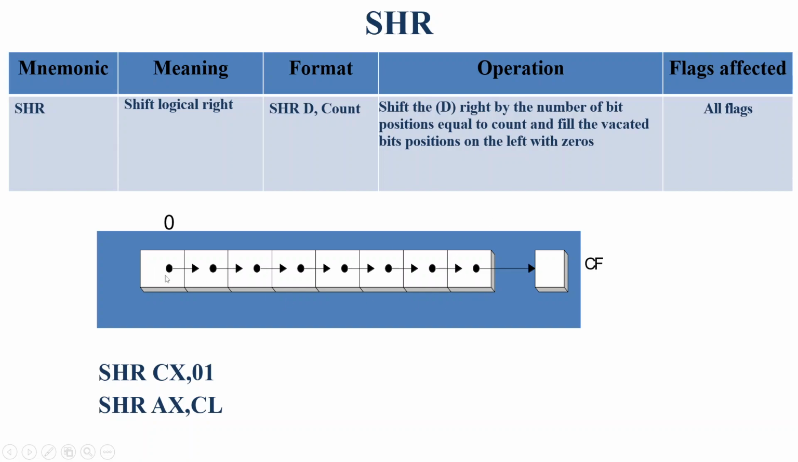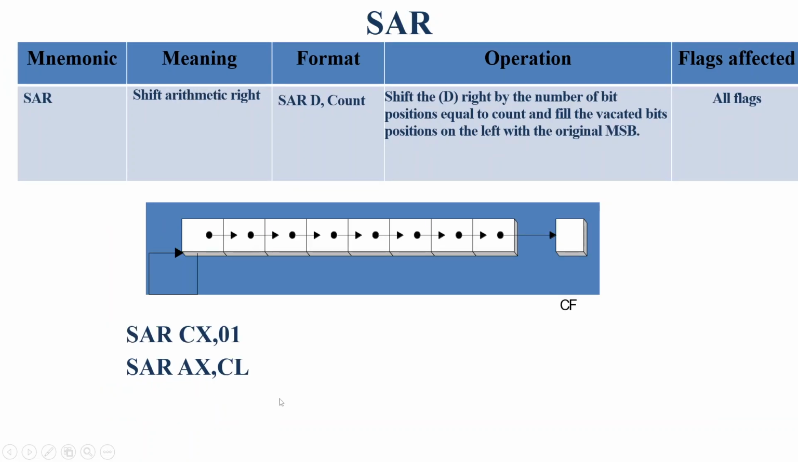I have a register, it stores a data, I have a carry flag. When I move the data from left to right, what happens here? The leftmost bits will be filled with zeros. Here I have an example: SHR CX comma 01. So 01 will be moved to the CX register. So what is the count of the shift I am going to do here? One shift I am going to do here. SHR AX comma CL. So the content of AX register will be shifted based upon the CL, whereas CL count is 1.